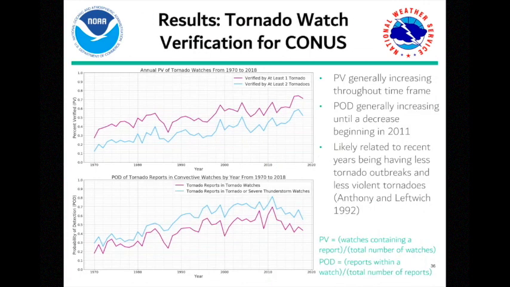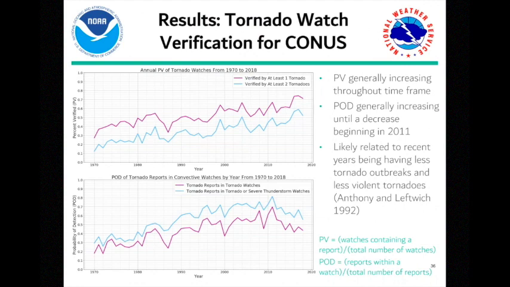Lastly, we'll take a look at verification. Here you can see that POD for tornado watches has generally been increasing throughout time, which again, that's the number of watches containing a report divided by the total number of watches in a year. So this increase means that our forecasting skill is likely increasing, which is what we want.